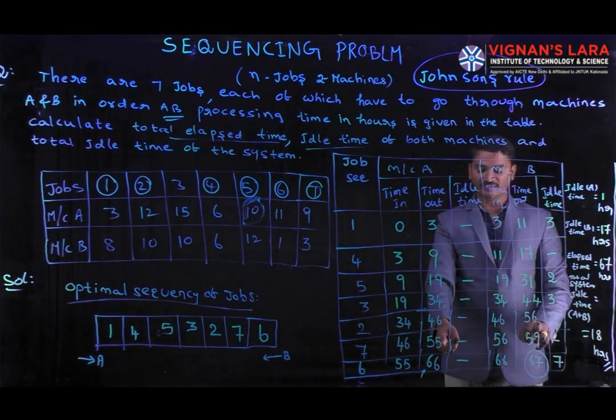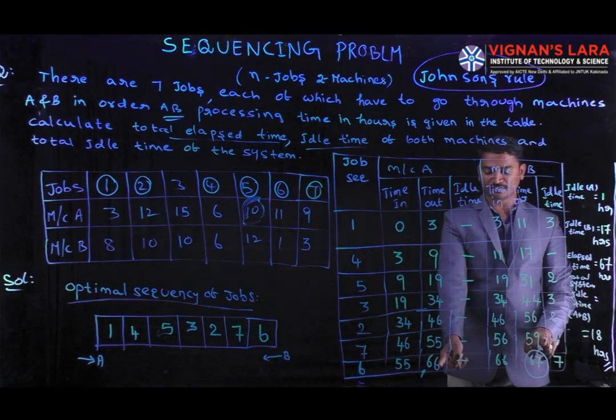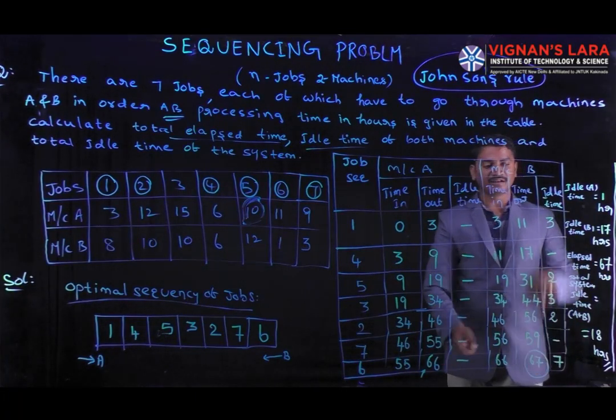Here 55 and 56. Which one is the minimum? 55 is the minimum, so there is no idle time. Here, coming to 66 and 59. Which one is the minimum? B is the minimum, so we are going to take idle time. These are the idle times.